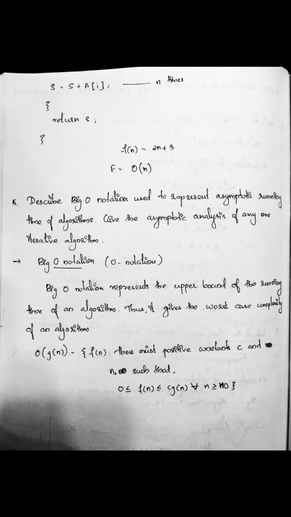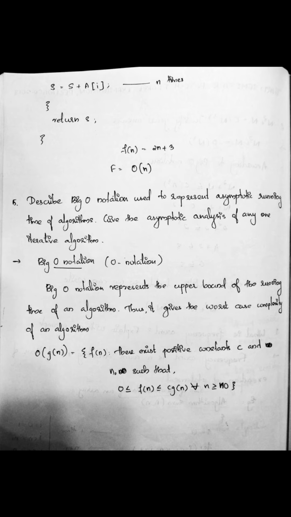Next question, describe big O notation used to represent asymptotic running time of algorithm. Give the asymptotic analysis of any one iterative algorithm. Big O notation. Big O notation represents the upper bound of the running time of an algorithm. Thus, it gives the worst case complexity of an algorithm.